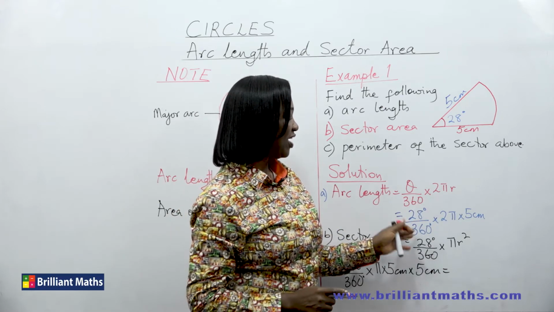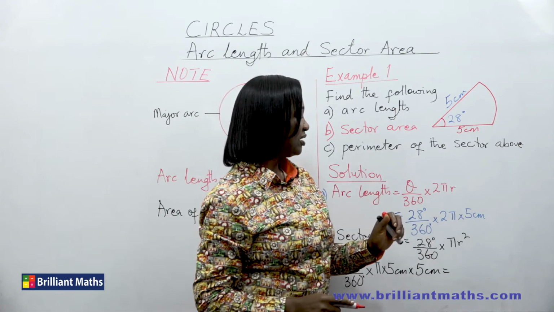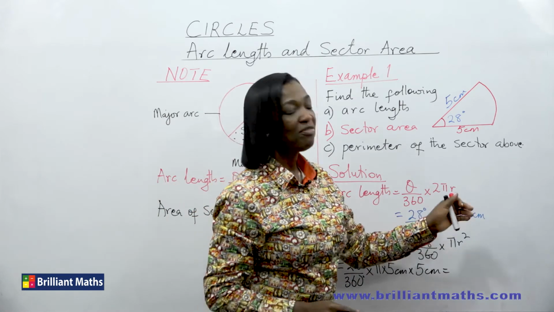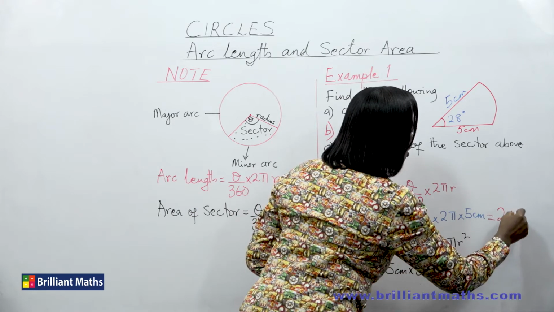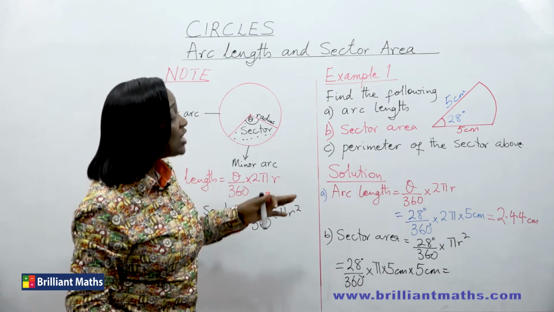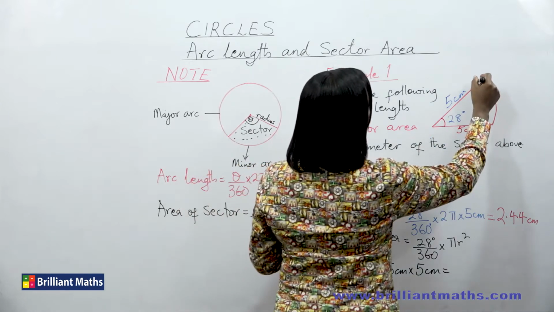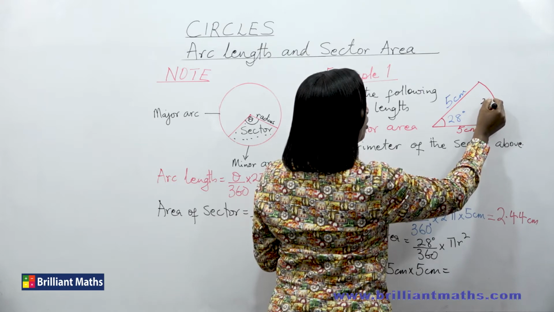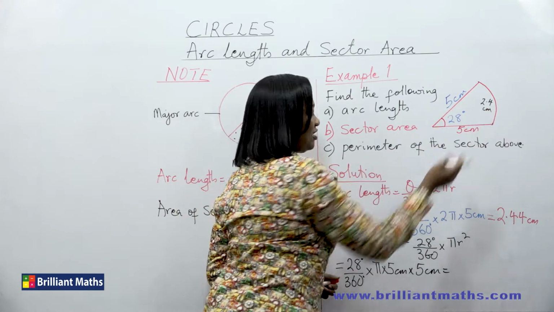28 divided by 360. Yes, you've done that. Multiply that by 2 pi. And then multiply that by 5 centimeters. And you would have 2.44 centimeters. So that's approximately 2.4. So that means that the length of this arc from this point to this point is 2.4 centimeters. That's what it means, because that's the arc length.